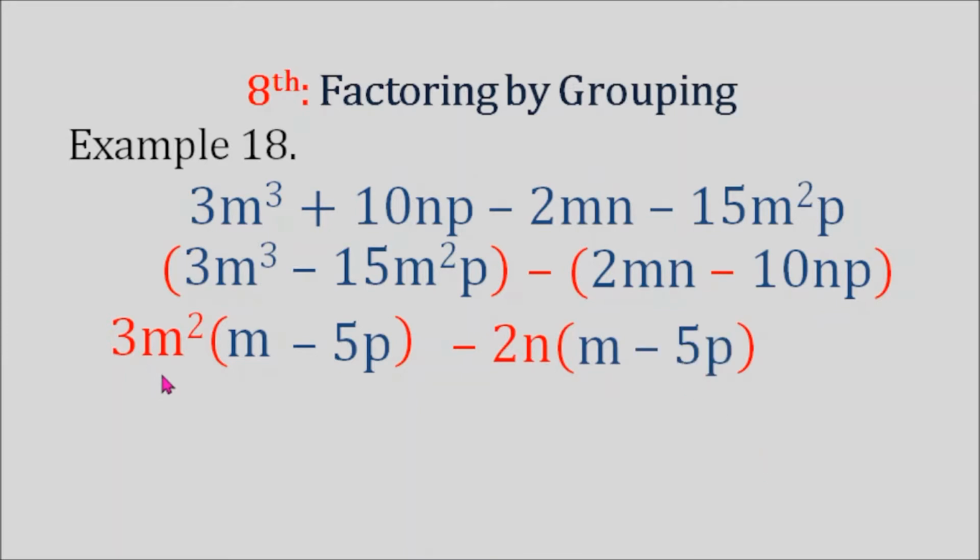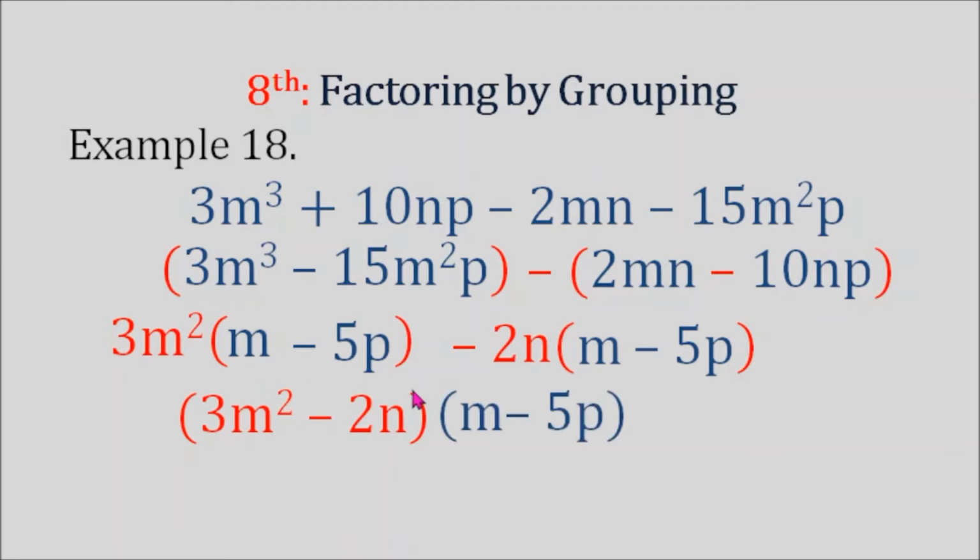The greatest common factor in our first group is 3m squared, and on our second group it's negative 2n. So our first binomial factor is 3m squared minus 2n, and the second binomial factor is the common binomial factor between the two groups. So that's m minus 5p. So these are the factors. The quantity 3m squared minus 2n times the quantity m minus 5p.